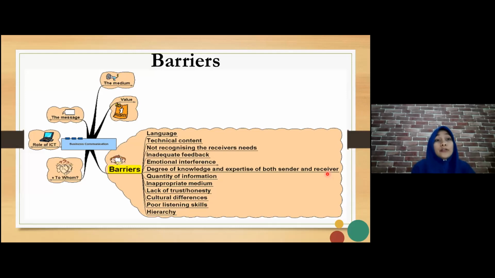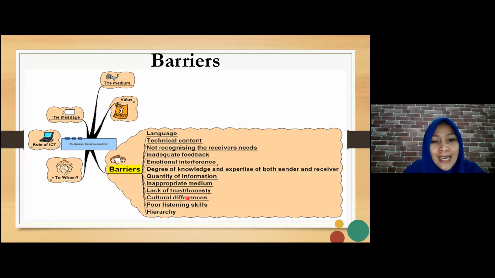You are a university student with your intellectual knowledge, then you talk to someone whose educational background is only until elementary, it will be different. You will talk as an academic, as an intellectual person, right? But the other one who graduated from elementary school, for example, is not talking as an intellectual, not as a well-educated person. Okay, so this degree of knowledge and expertise, of both sender and receiver, will also be a problem.